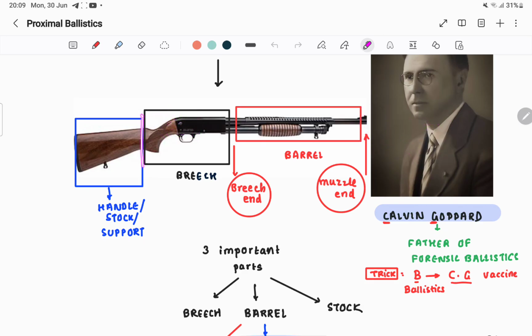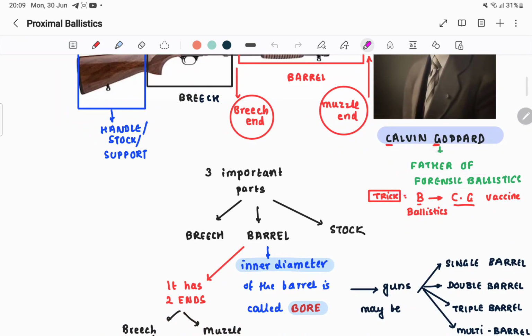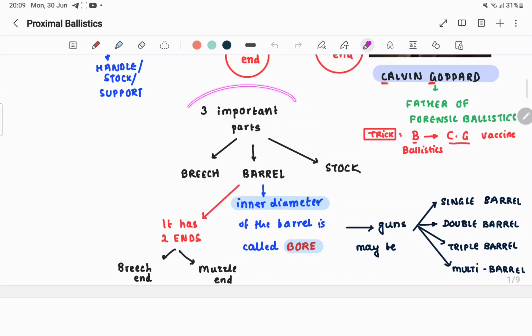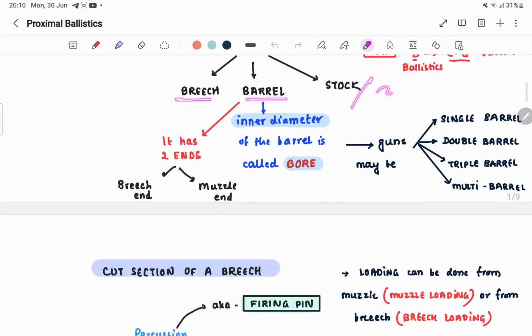Okay, so this is the breech. This is the breech end because it is the end of the breech, and this is the barrel. And this is the muzzle end. Calvin Goddard is the father of forensic ballistics. BCG, you can remember BCG: ballistics, Calvin Goddard. 3 important parts: breech, barrel, stock. I told you this: breech, barrel and stock. I called it handle or support.